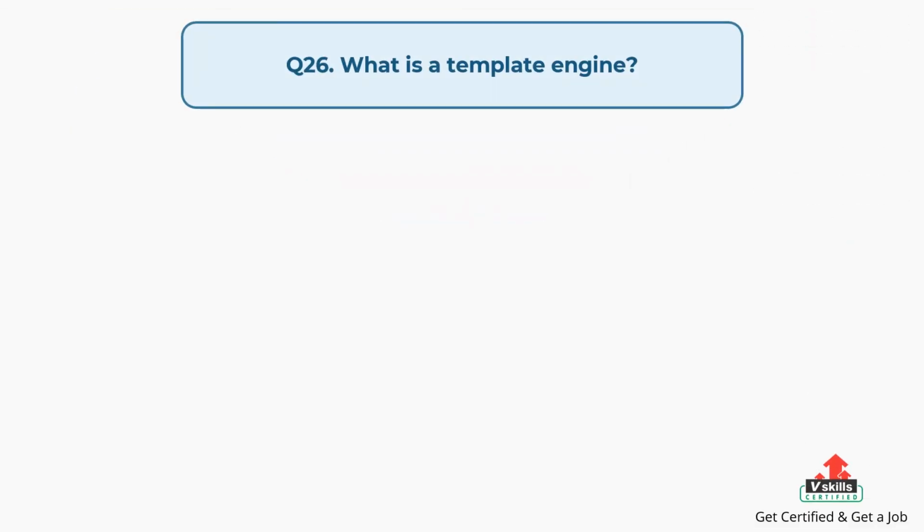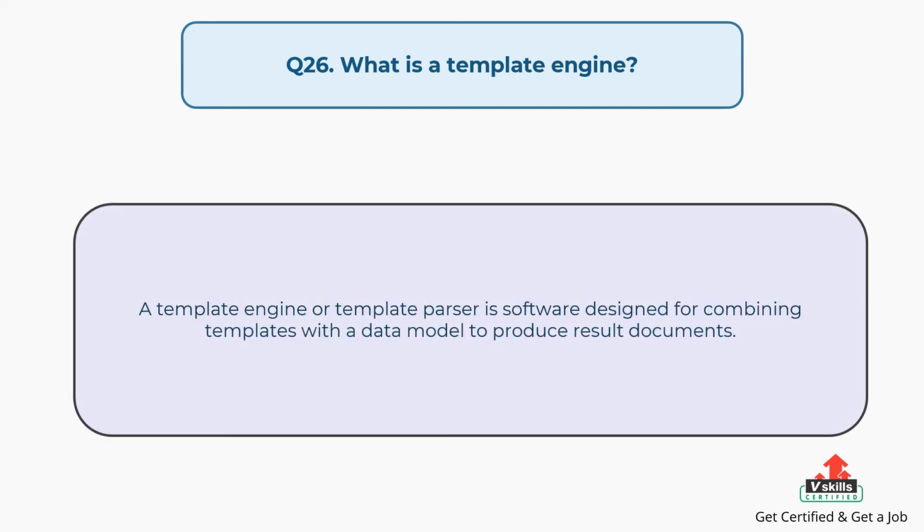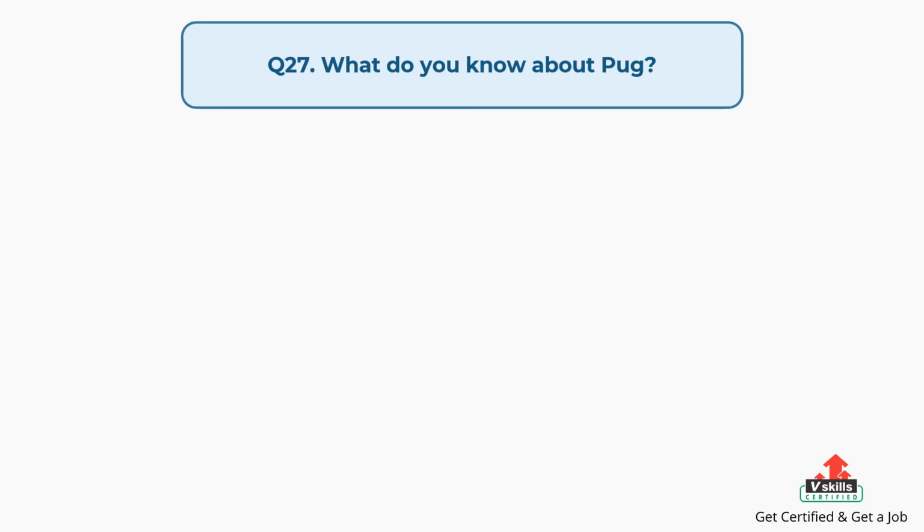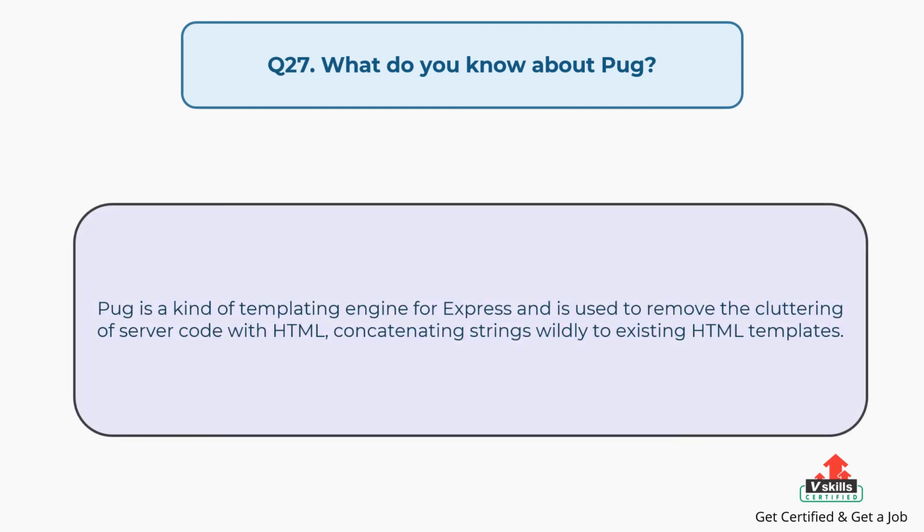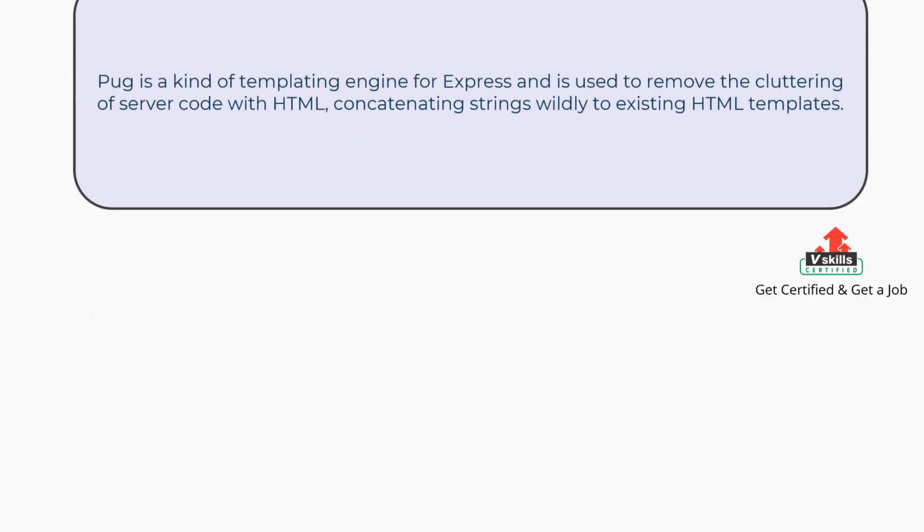Question number 26, what is a template engine? The answer is, a template engine or template parser is software designed for combining templates with a data model to produce result documents. Question number 27, what do you know about Pug? The answer is Pug is a kind of templating engine for Express and is used to remove the cluttering of server code with HTML, concatenating strings wildly to existing HTML templates.